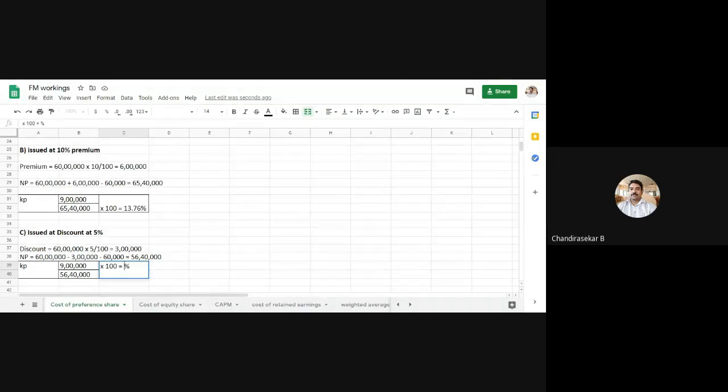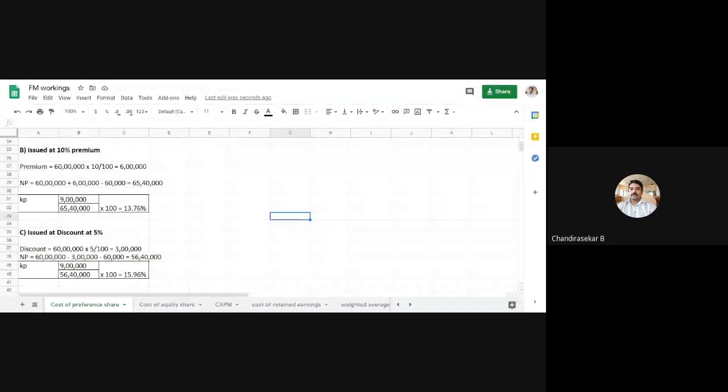How much is one? So definitely it will be more than the first two. More than the first two. That is okay, sir. Yes. 9 lakh. It will come around 15 lakh. 15.96%. 15.95. 15.95, sir. 15.95. Okay. So this is a procedure.